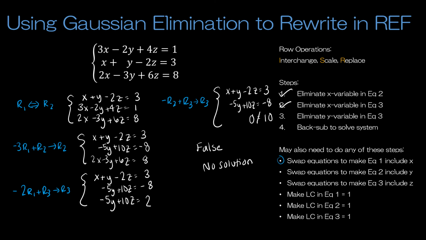If we were only asked to write in row echelon form, we would stop right here as well, and we just wouldn't say that there's no solution. Up next, we're going to take a look at Gaussian and Gauss-Jordan elimination.